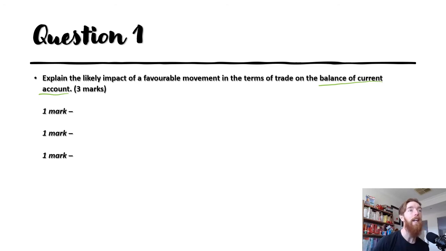So explain the likely impact of a favorable movement in the terms of trade on the balance of current account. Your first mark is going to come from describing that favorable movement in the terms of trade. So it's kind of like slightly defining what the terms of trade is by describing what a favorable movement in the terms of trade is. One really important thing to talk about is that a favorable movement in terms of trade means that there's either an increase to the export price index or a decrease to the import price index.